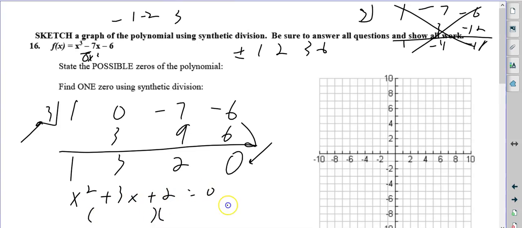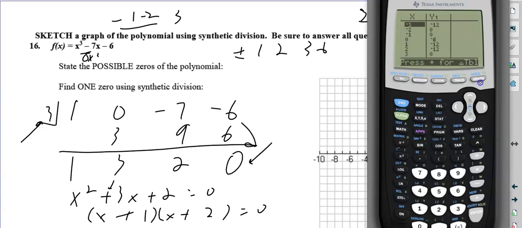I need two numbers that multiply to give me 2 that add up to 3. Well, there's really only one choice. 1 and 2, both positive because this is positive. So guess what? There are my solutions, negative 1, negative 2 right there, right? So I put my negative 1, I put my negative 2, I put my 3, come back to my calculator, hit graph. What's it doing?